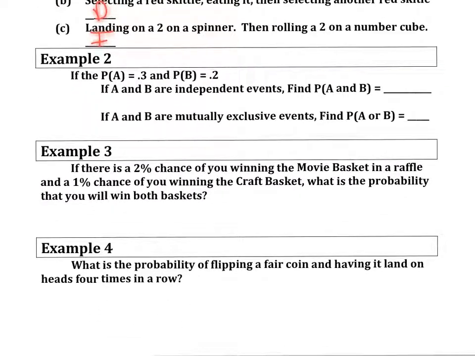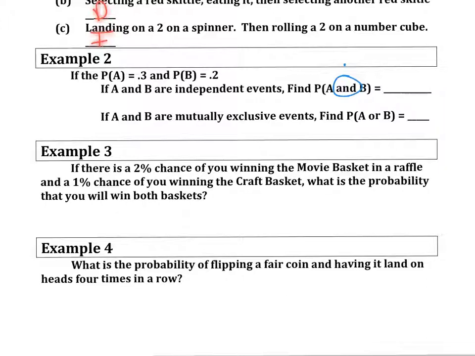If the probability of A is 0.3 and the probability of B is 0.2, and A and B are independent events, find the probability of A and B. So here's the thing. It doesn't matter what the event actually is, but if I know that A and B are two different events and they're both independent of each other, to find the probability of A and B, I know I'm going to multiply.